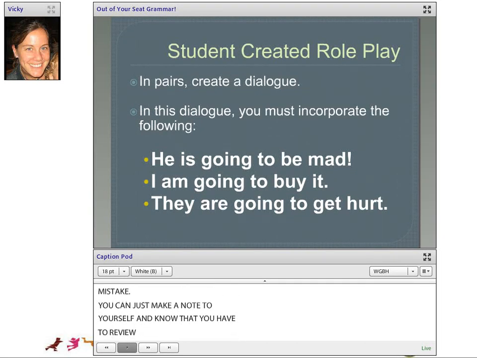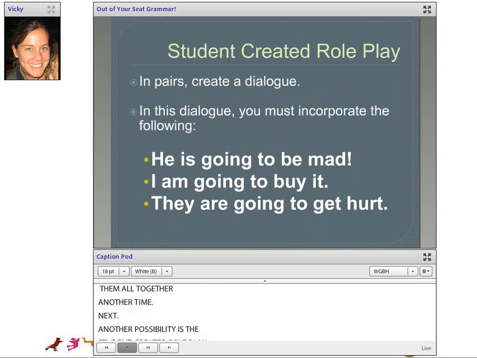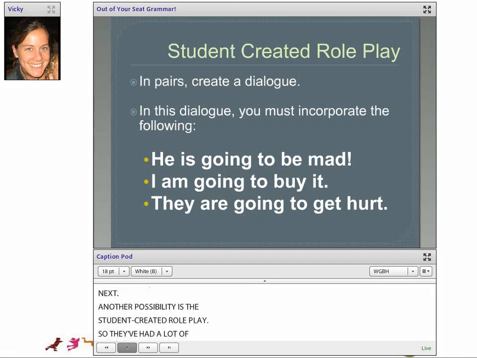Next, another possibility is a student-created role play. So they've had a lot of experience doing the role play that you created for them. We did it in a lot of different ways. And now, to give them a chance to be a little bit creative, you might put them in pairs and have them create their own dialogue.